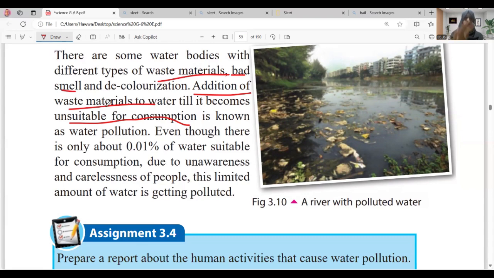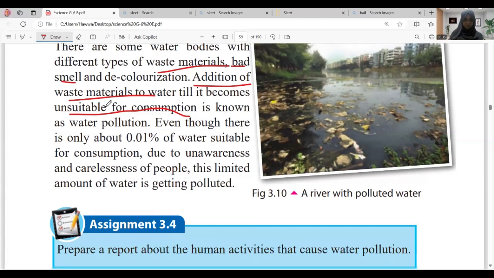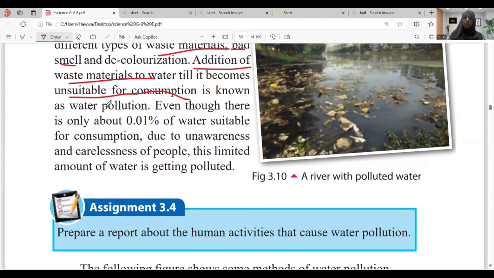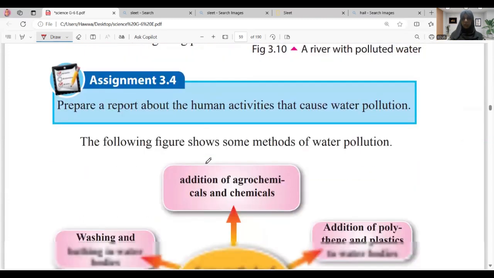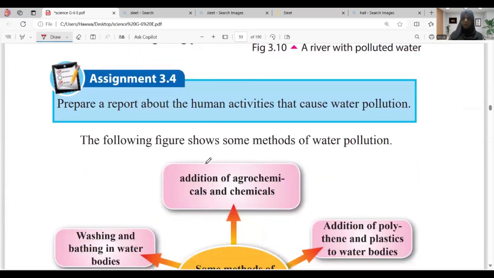So there are two keywords: waste materials, unsuitable for consumption. Two key phrases. So these two should be there. You add waste materials to a level where it is now not suitable to consume. Even though there is only 0.01%, this is happening very often. So the reason is due to unawareness and carelessness of people. Water is limited, only 0.01% can be used, but still people are wasting and polluting the water.